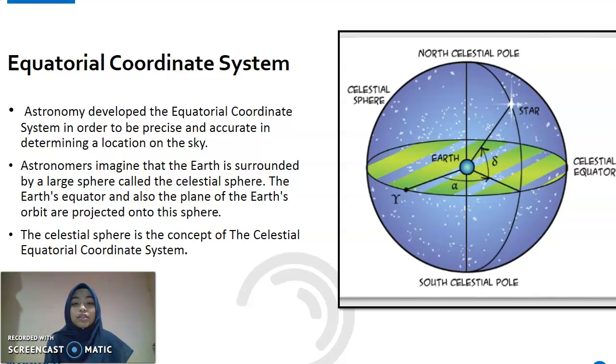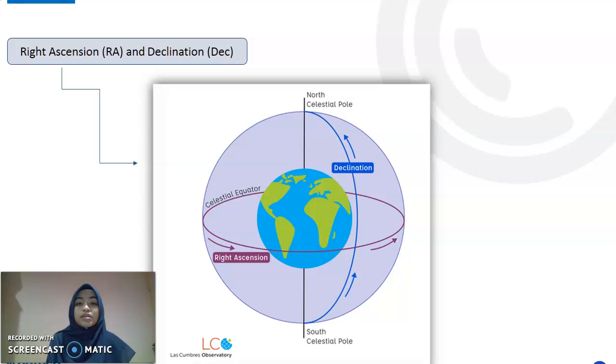Astronomers developed the equatorial coordinate system in order to be precise and accurate in determining a location on the sky. Astronomers imagine that the Earth is surrounded by a large sphere called the celestial sphere. The Earth's equator and also the plane of Earth's orbit are projected onto this sphere. The celestial sphere is the concept of the celestial equatorial coordinate system. This is a diagram of right ascension and declination of the equatorial coordinate system.